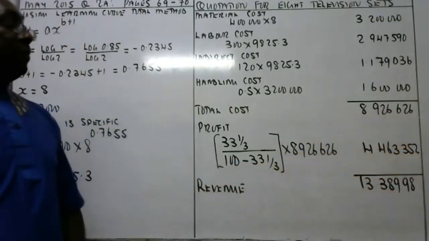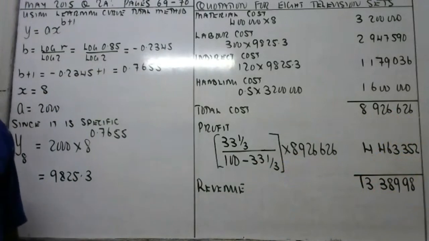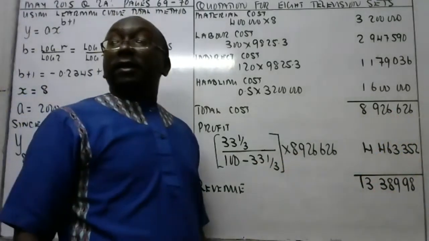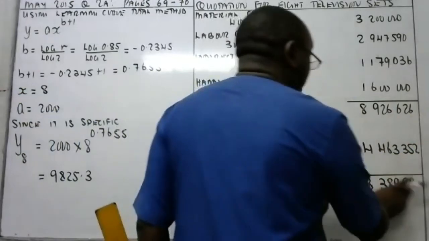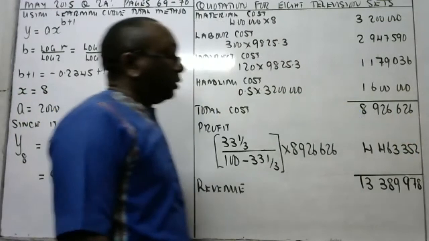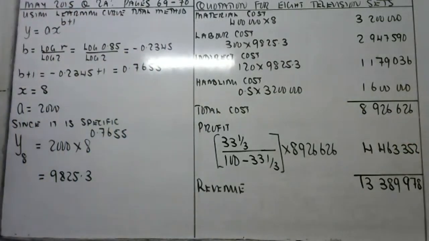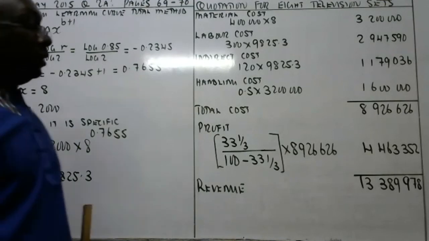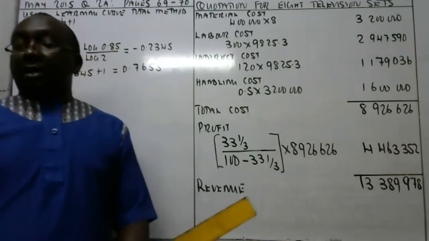Joyce? Here I am. Yeah, you have 358 instead of 352. Okay, sir.